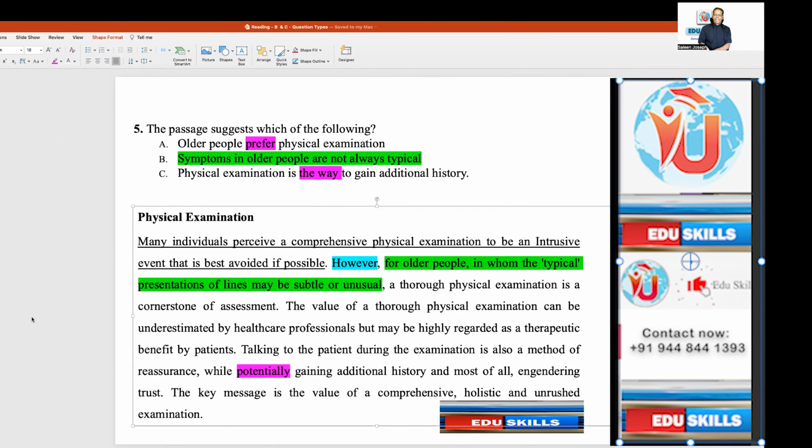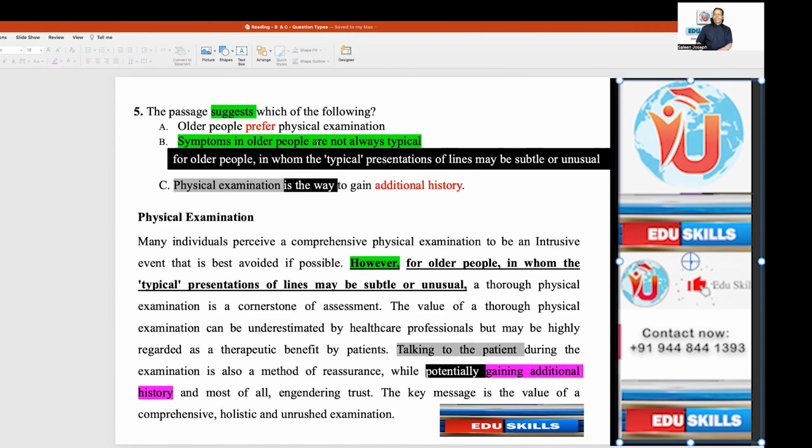So you can know the difference between an opinion and a factual statement. I just wanted to highlight only this contrast word in this session: after the contrast word, focus on that portion so that you find the answer there. The symptoms in older people are not always typical. For older people in whom the typical presentations of illness may be subtle or unusual. This is called paraphrasing. That's why I said these expressions, the answer and the text content, should be written down in a book in the initial stages of your practice, and you will gain that competency gradually.